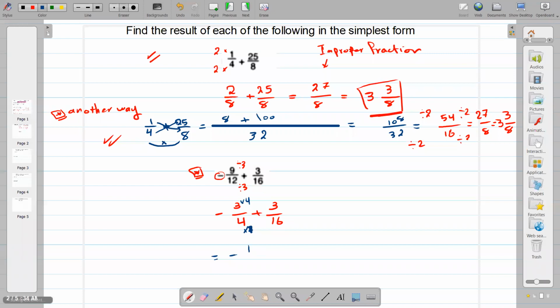3 times 4 is 12. 12 over 4 times 4 is 16. Plus this is 12. Okay. This number is 12. Negative 12 over 16 plus 3 over 16. Now you can add negative 12 plus 3 over 16. The sign of the greatest number is negative, and then subtract 12 minus 3 is 9.